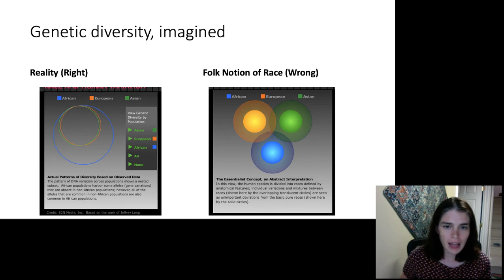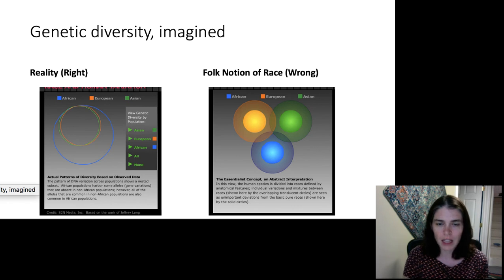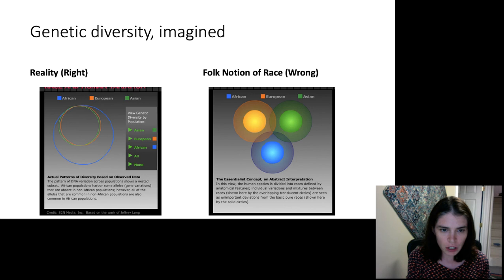So when you look back at this diagram of the American folk notion of race with the three pictures, you'll see that the one on the right is wrong. The one on the left is the reality. What you see here is that the pattern of DNA variation across populations shows a nested subset. African populations harbor some alleles, or genetic variations, that are absent from non-African populations. However, all of the alleles that are common in non-African populations are also common in African populations.